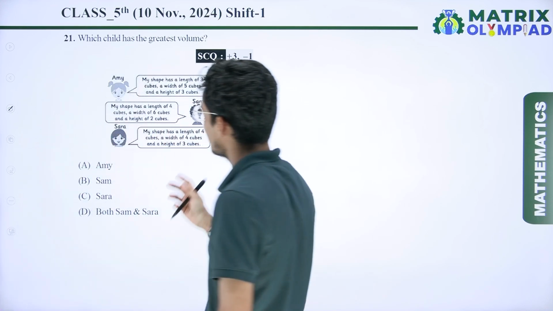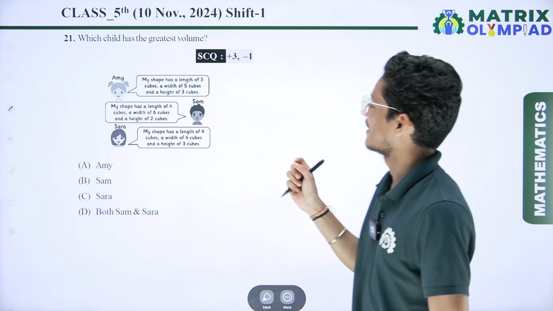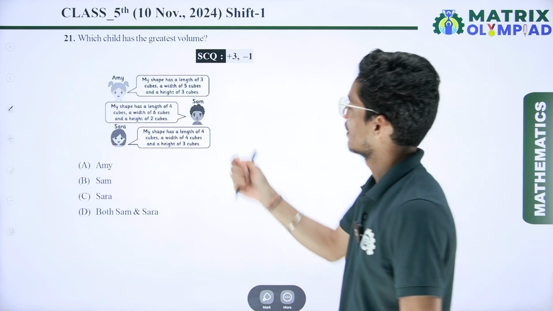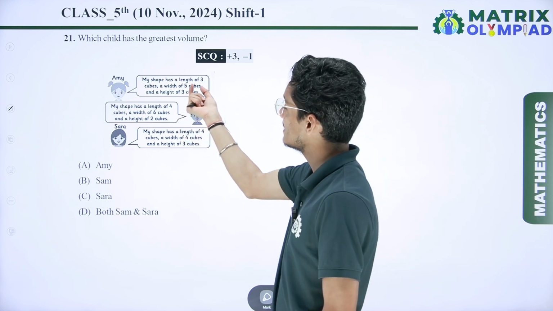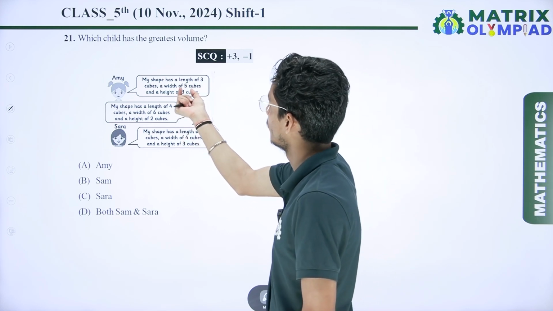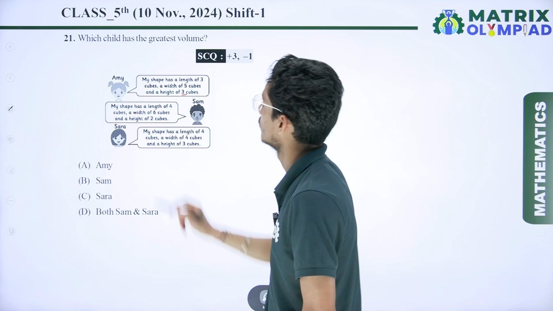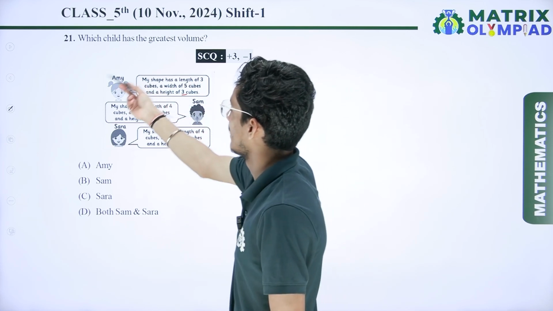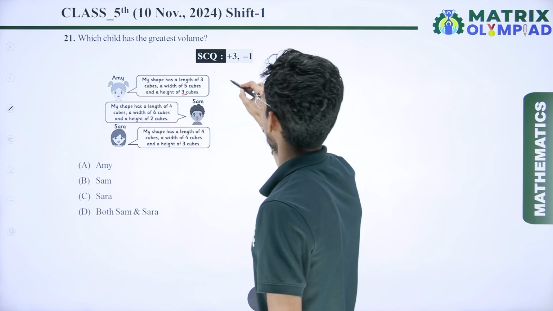So here we have three children. One is Amy, second is Sam, and third one is Sarah. Amy said that my shape has length 3 cube, width 5 cube, and height 3 cube. So we have to first find the volume of Amy's shape.